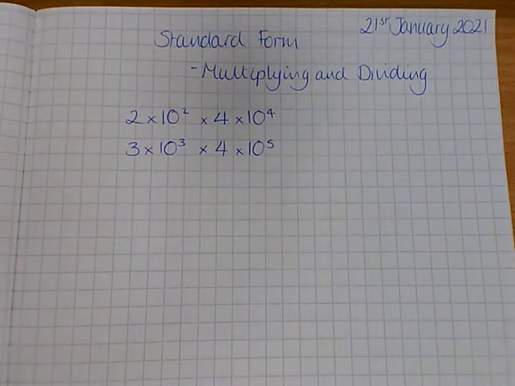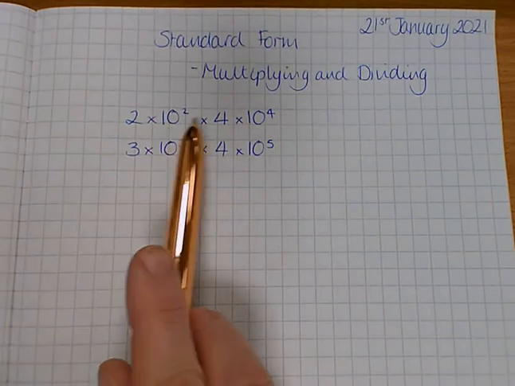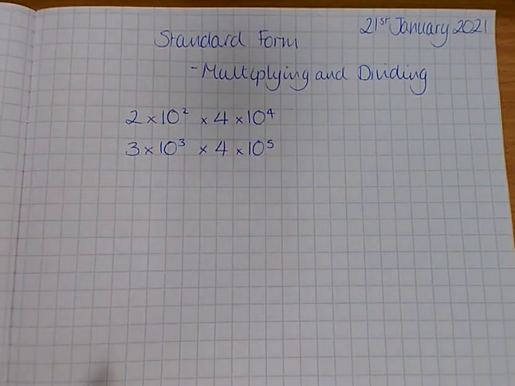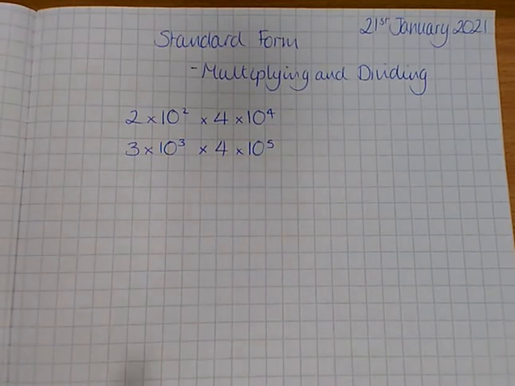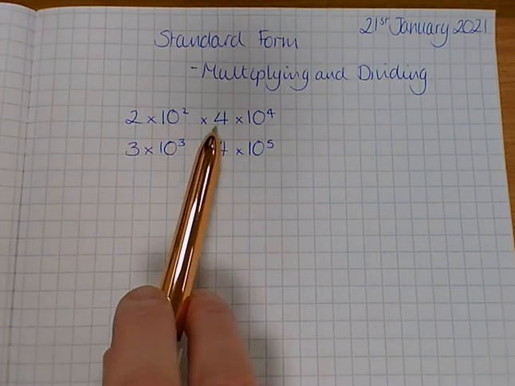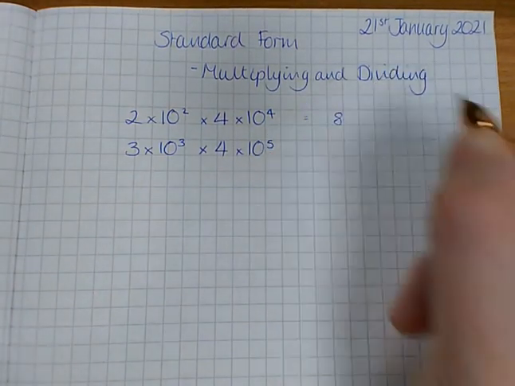So I've got two examples on the page there. We've got 2 times 10 to the power of 2 multiplied by 4 times 10 to the power of 4. Now when we're multiplying with standard form, we've got our two numbers on their own here, and then we've got our powers of 10 here. And because we can multiply any of these in whichever order we like, we can multiply the 2 and the 4 together. So that gives us 8.